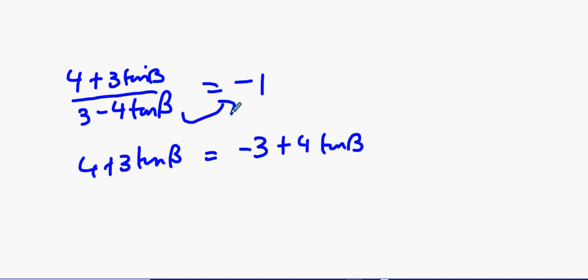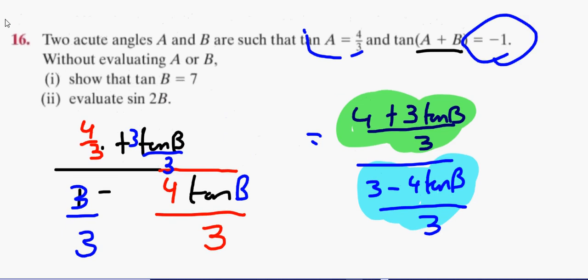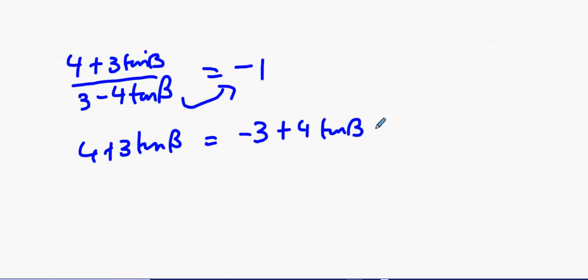7 tan B equals, oh minus 7. Oh, sorry. No, you're right. I'm wrong. Which way do you want to move them, Adam? Your call.